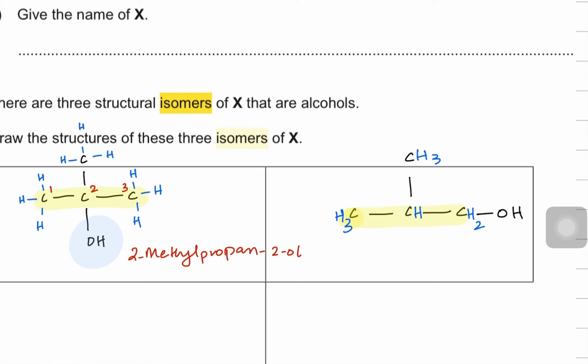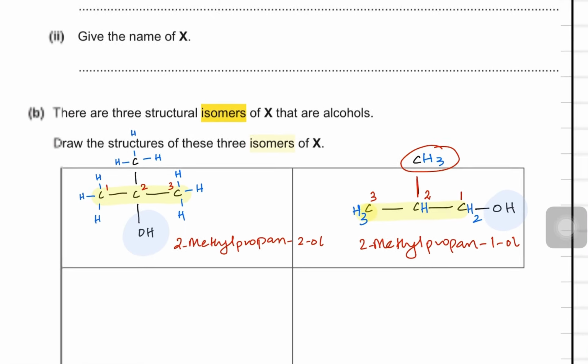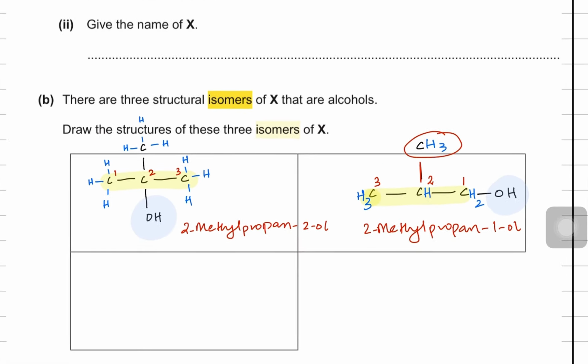I just wrote H's instead of drawing their bonds, but you get the idea, right? Carbon number 1 would be the one with OH, carbon 2 in the middle, carbon 3, and this is a branch on carbon 2. So you will call it 2-methyl propane 1-ol. This time it's not propane 2-ol, this time it's propane 1-ol. Do we have any other possibility?